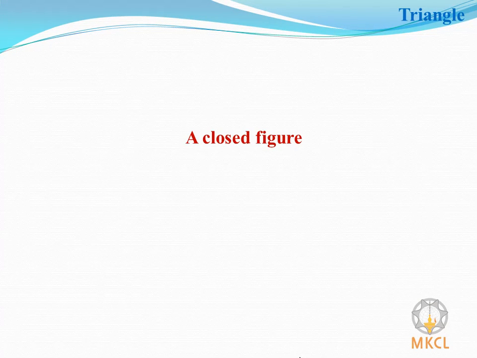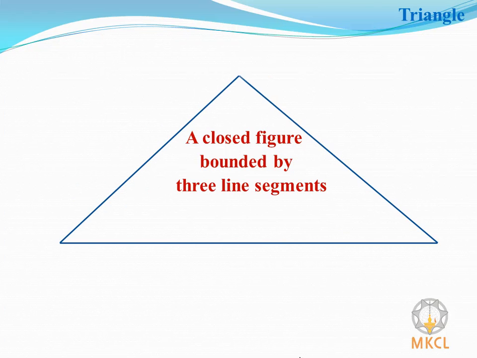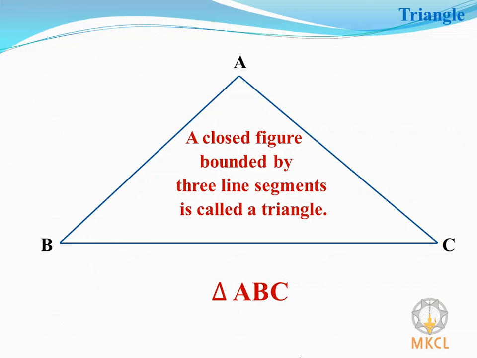A closed figure bounded by three line segments is called a triangle. Here ABC is a triangle. We write it symbolically as triangle ABC.